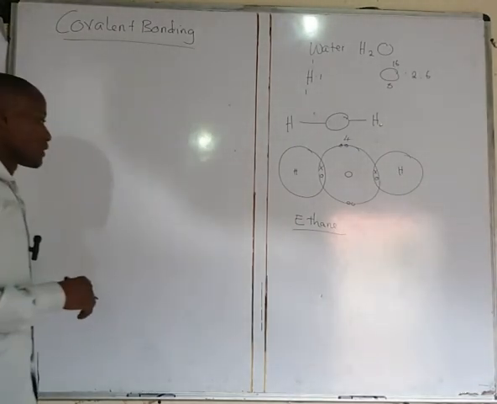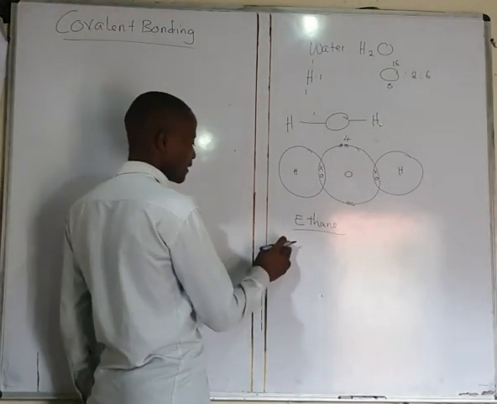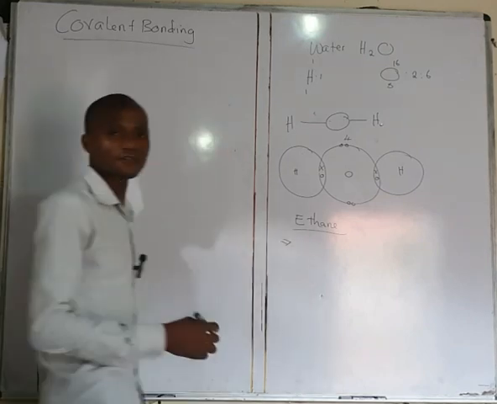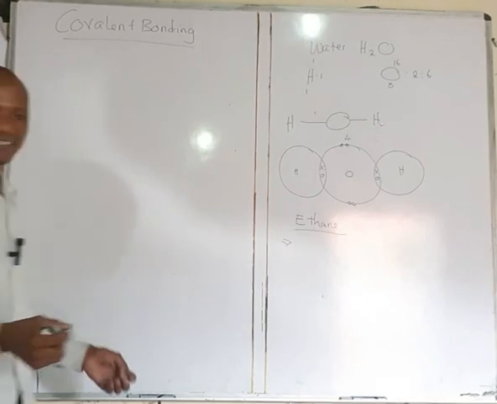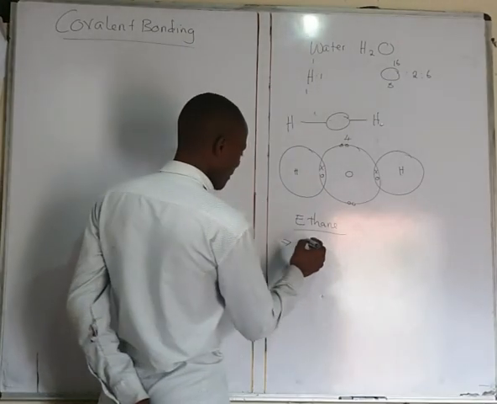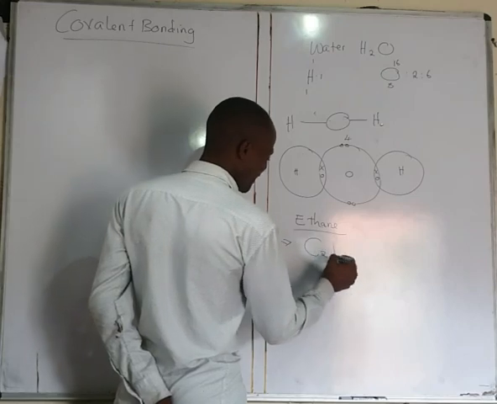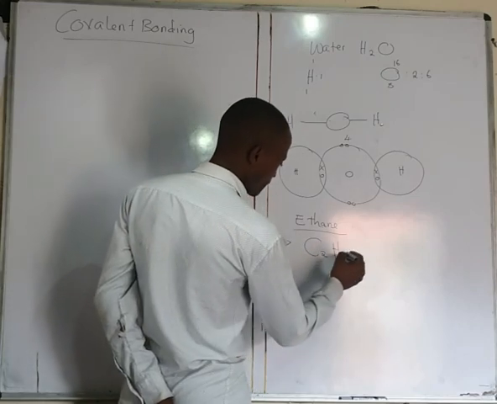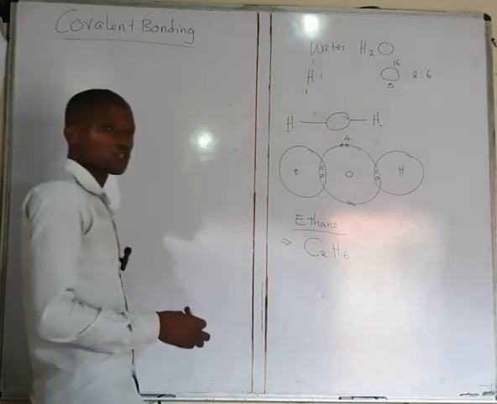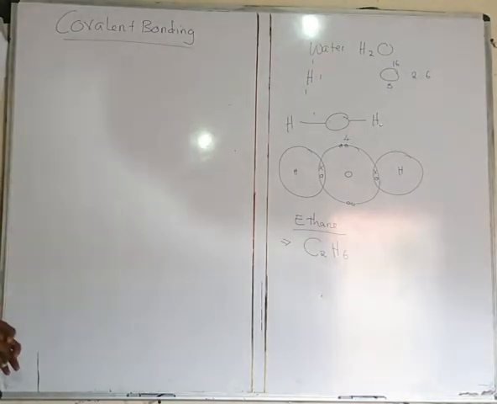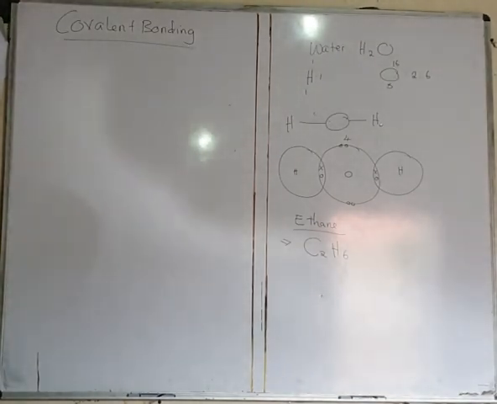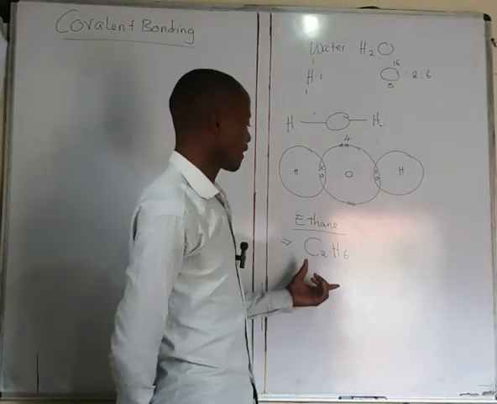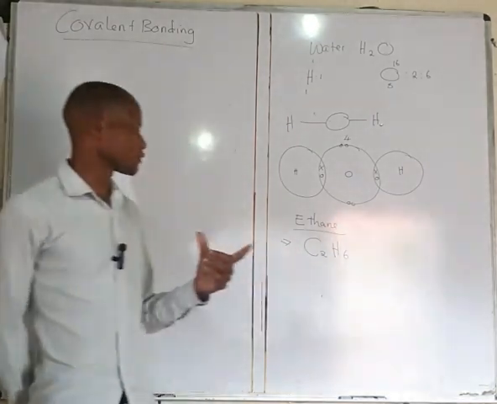So ethane is one of the organic compounds which has the formula, or maybe we have any person with an idea what the formula for ethane is? No idea. Okay, so we have C2H6. That is the formula for ethane.